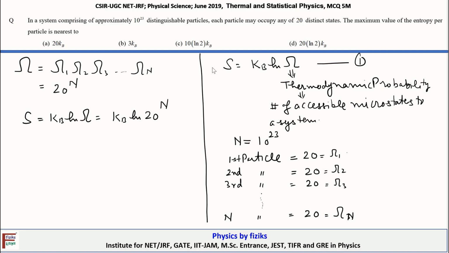Note that n here is 10 power 23, because we are given a system of 10 power 23 distinguishable particles. So this can be further rewritten as n Kb ln 20, and because we are asked in the question for the entropy per particle, we can divide it by n, so S by n is equal to Kb ln 20. If you evaluate the value of ln 20, this comes out to be 2.99 Kb, which is approximately equal to 3 Kb. So that's the value of the entropy per particle. Therefore option B is correct here.